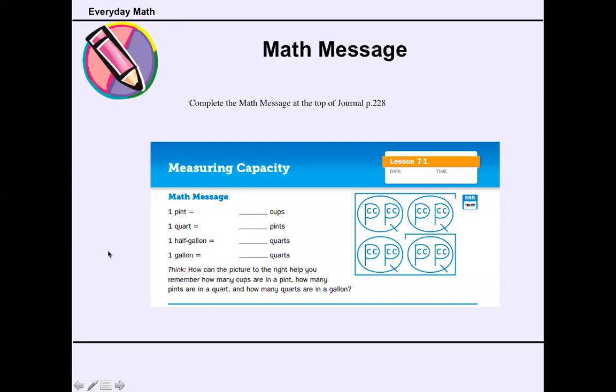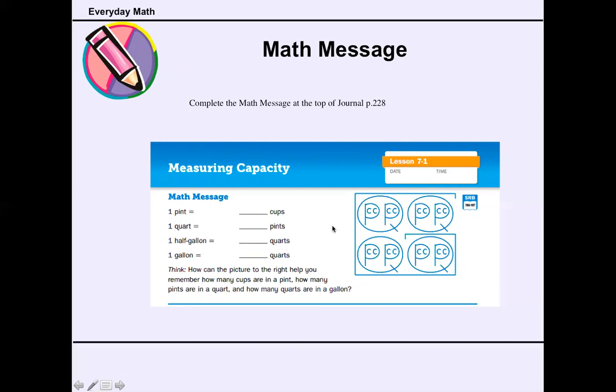All right. So if we were in school, we would be completing the math message at the top of journal page 228. We obviously don't have our journal, so I'm going to go through this with you. So this is the diagram that I really like to use. This is what I call the big G. So in this diagram, the big G represents gallons. So that's why it's a big G, G for gallons.